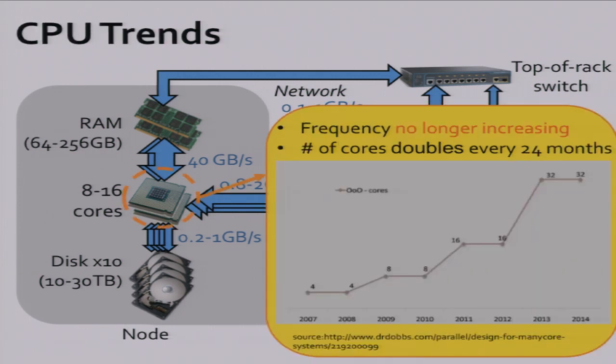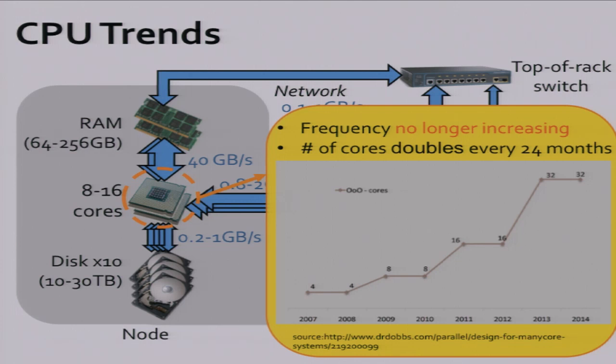In the case of the CPU, as everyone knows, the frequency is no longer increasing. So the way to improve performance is to increase the parallelism. So far, the number of cores per chip doubled every 24 months. As we go forward, it seems that this growth will slow down.